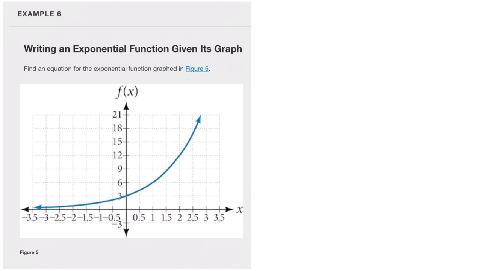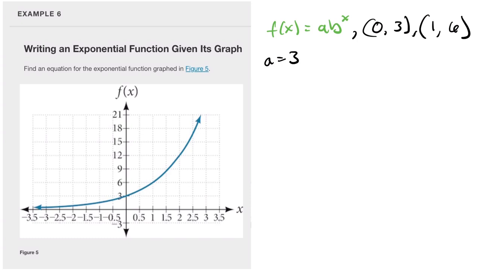Let me see. We have the point when x is 0 and maybe when x is 1. Those look like fairly simple points to use. So we're going to have the model take on the form similar to what we had before. We'll say f of x equals a times b to the power of x. And we're going to use the points when x is 0, it looks like the corresponding y is 3, and when x is 1, the corresponding y looks like it's 6. So if when x is 0, that means that a has to be 3.